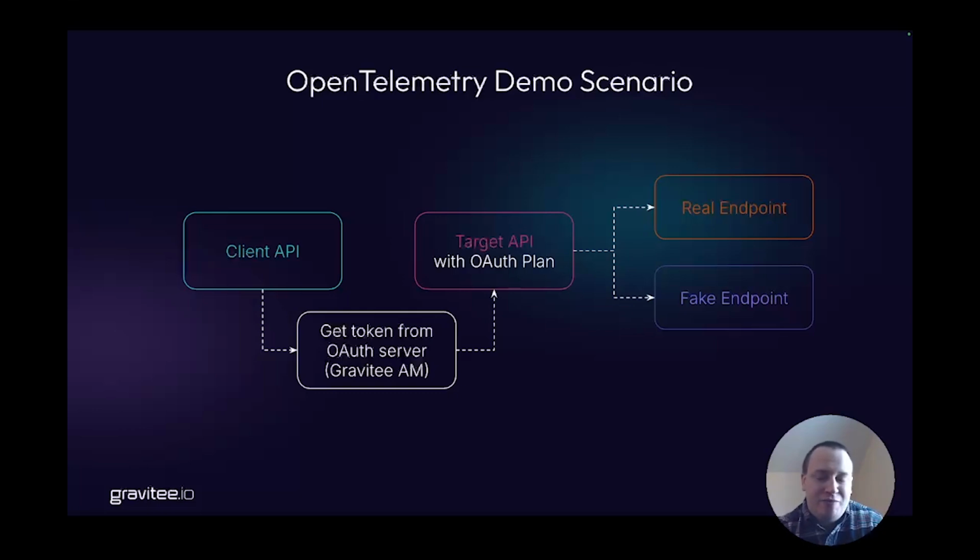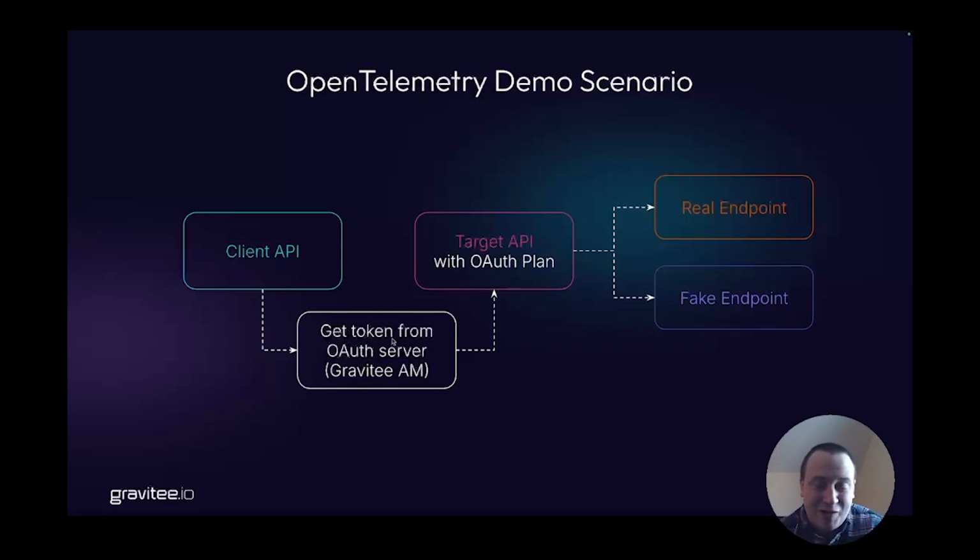And in this video, I'm going to talk through a scenario and show how OpenTelemetry can be used to support this scenario. So what we're going to do here is we are going to have a client API in Gravitee that we're going to call. And the purpose of this client API is to obtain an OAuth token from an OAuth server, which in this case is Gravitee Access Management.